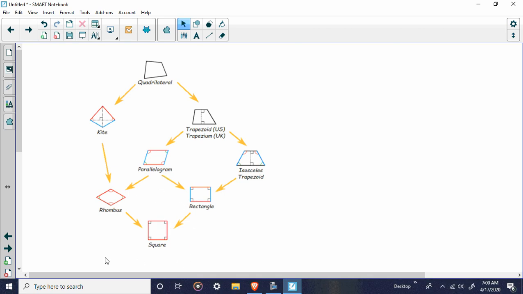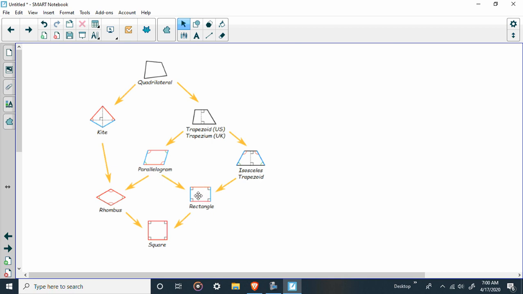So the square is kind of the ultimate shape, where anything that's true about any single one of these shapes is always true about a square, okay? So again, is a square a rectangle? Yes. Is a rectangle a parallelogram? Yes, it is. Does a rectangle have all the same properties as an isosceles trapezoid? Yeah, it does, okay? Again, think about it.